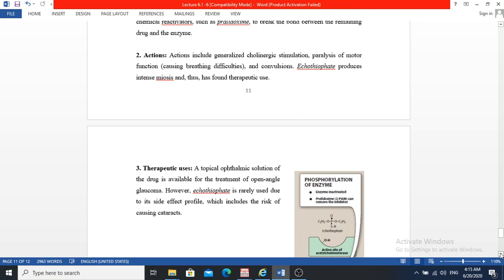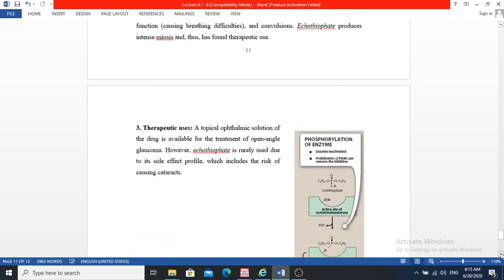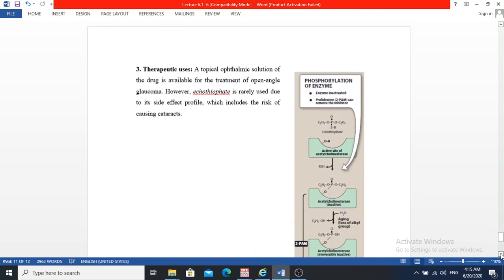Therapeutic use: a topical ophthalmic solution of this drug is available for treatment of open-angle glaucoma. However, ecothiopate is rarely used due to its side effect profile, which includes the risk of causing cataracts. Thank you very much.